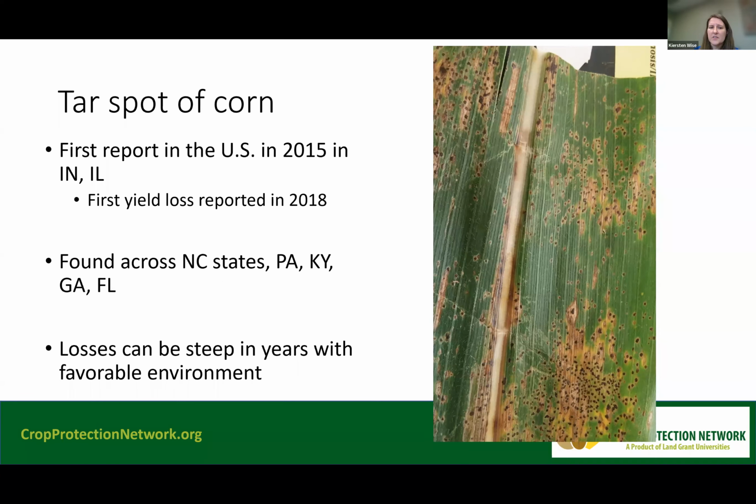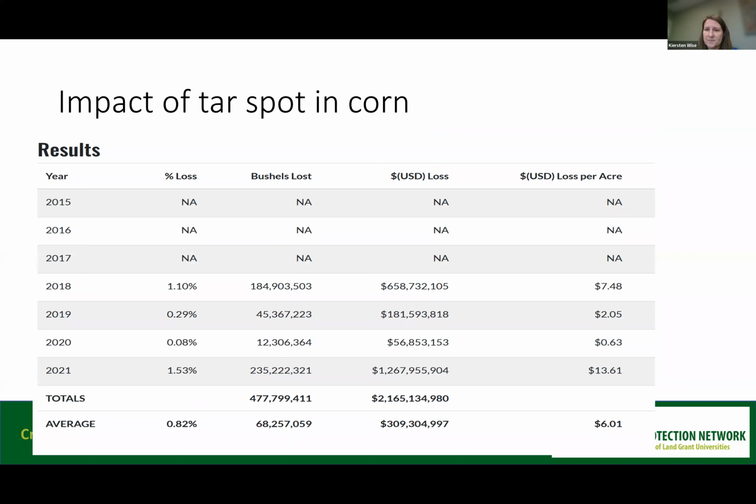And that raises a lot of concern about what type of impact it could be having in some of these other areas. I know that you all have probably heard some of those stories of double-digit yield losses from tar spot. So being able to visually represent how much you're losing and where you're losing it is really important when you think about documenting the impact of the disease.